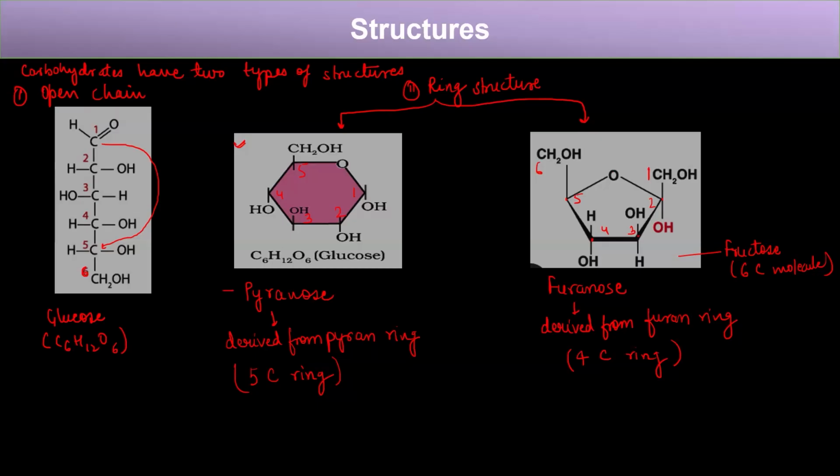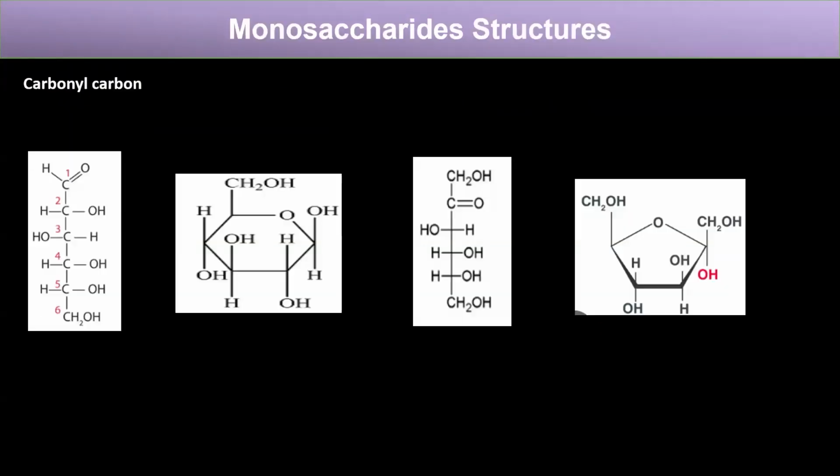So this is about the structure. Now let's discuss the monosaccharide structure. In the last lecture we saw that monosaccharides are the ones that have only 1 sugar molecule. But before moving to the monosaccharide structures, let's see one term that is known as carbonyl carbon, because in the upcoming slides we'll come across this term a lot.